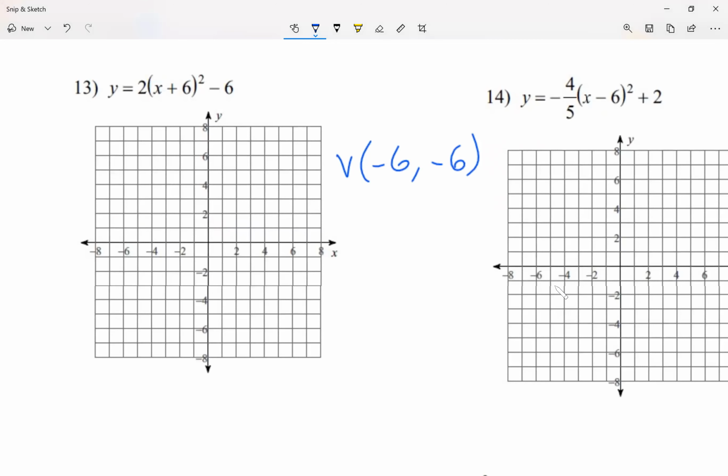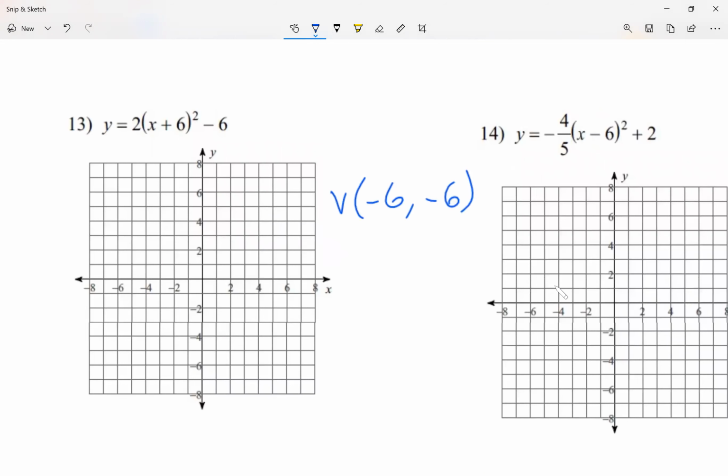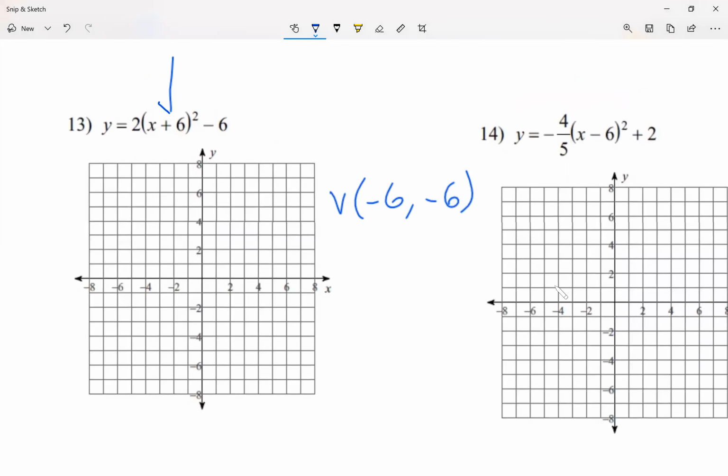Okay, the x value, as a reminder, comes from inside of the parentheses. I'm just going to change the sign. Inside the parentheses, I see +6, so my value is -6, the x value. Don't forget to change the sign. All right. My y value is going to come up here at the very end with the sign included. I don't change the sign on that one. I only change the sign from the parentheses. So my vertex is going to be -6, -6.